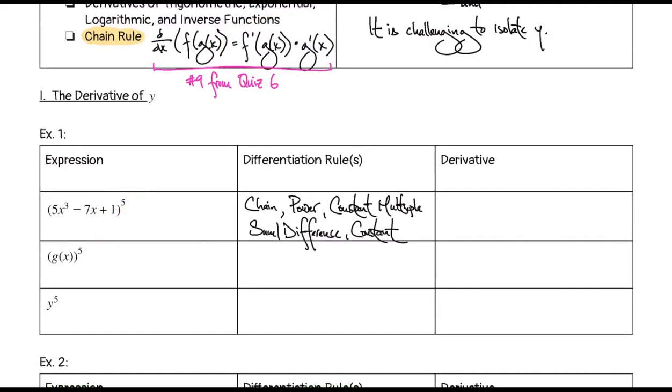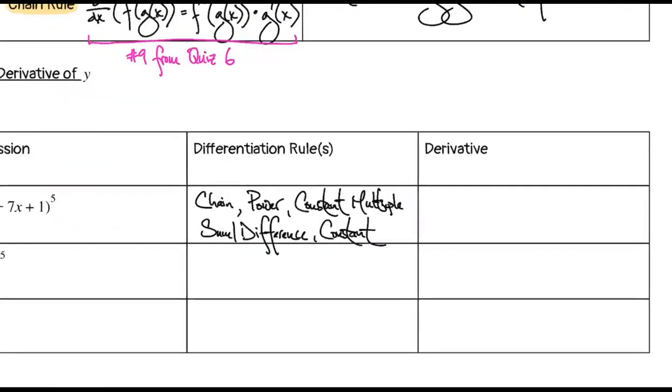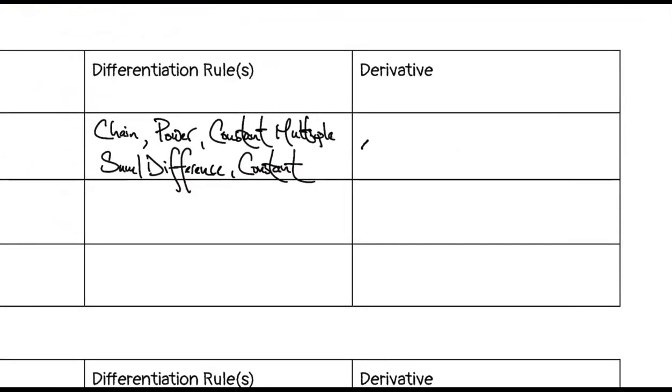So that will give us 5 times 5x cubed minus 7x plus 1, good, I love that we all remembered to the 4th power. That's so important. Times the derivative of the inside piece, which is what Sophia gave us, which is 15x squared minus 7.